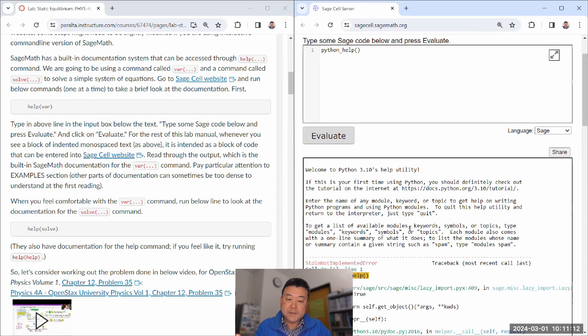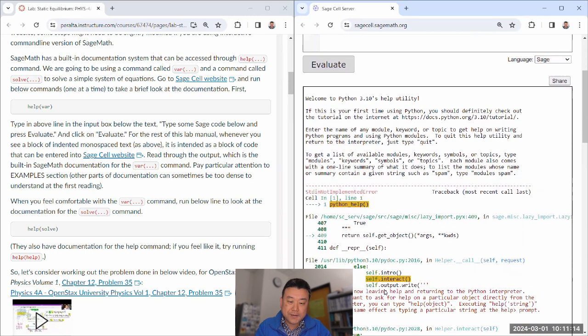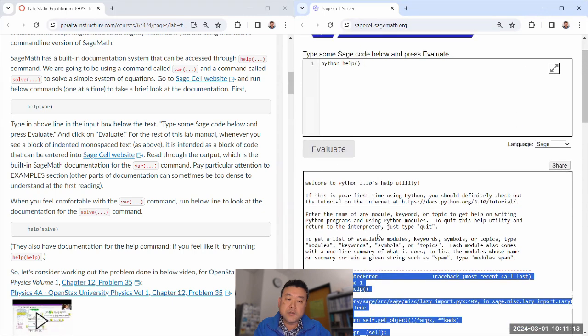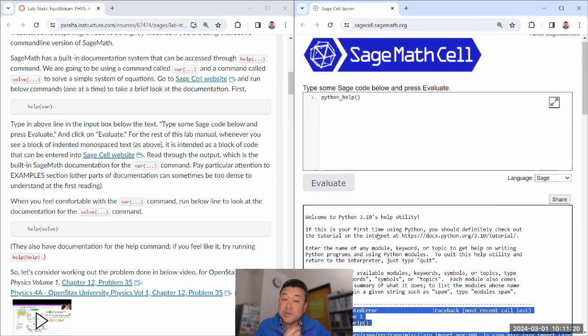Evaluate, and yeah. Now you can't do interactive stuff. That's where this error is popping up. This is one limitation of the SageMath cell, that you give up the interactivity of the normal Python scripting interface. But if you have SageMath installed on your computer, you can use it interactively as well.